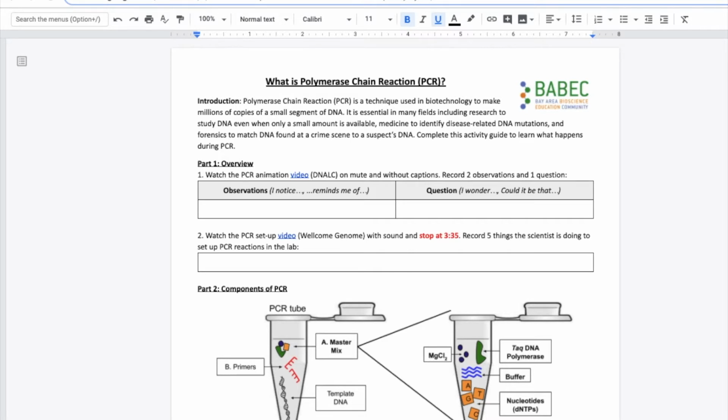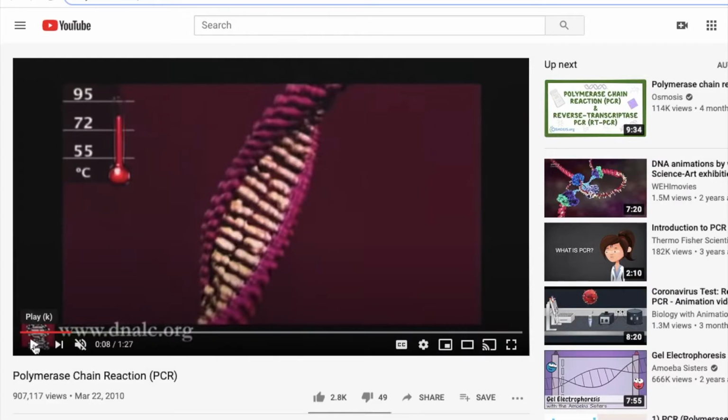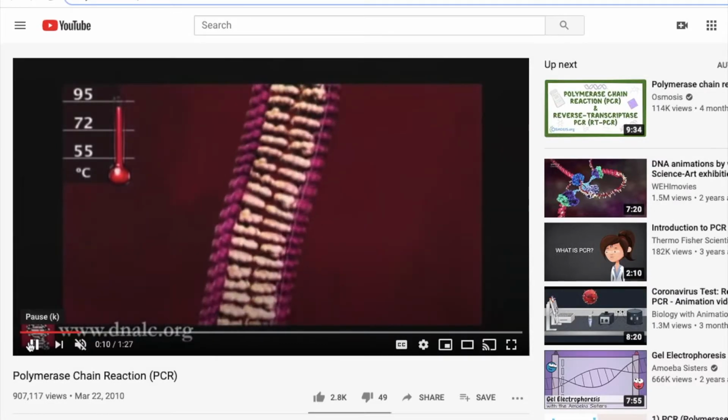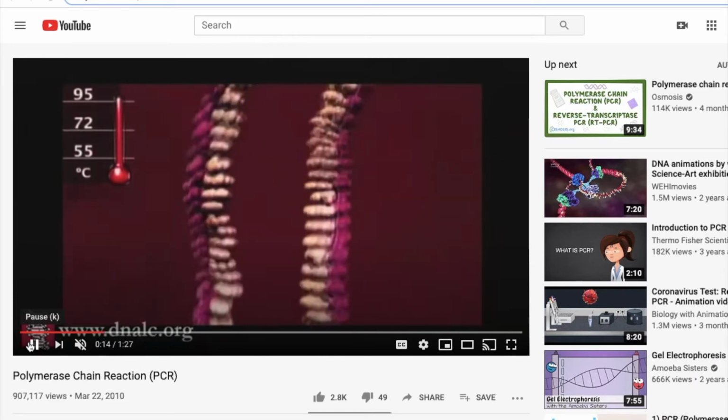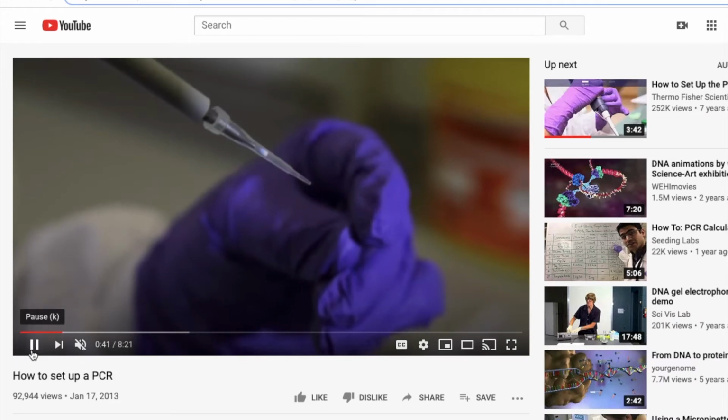If you are using one of BABEC's PCR labs, this resource will help deepen your students' understanding of what is happening during their lab. In Part 1, students watch a video of PCR at the molecular level without sound and make observations and ask questions about what they see. They also watch a video of a scientist setting up a PCR reaction in the lab.